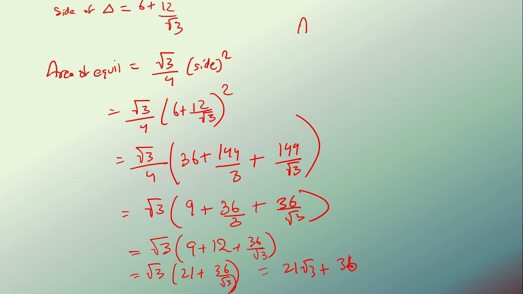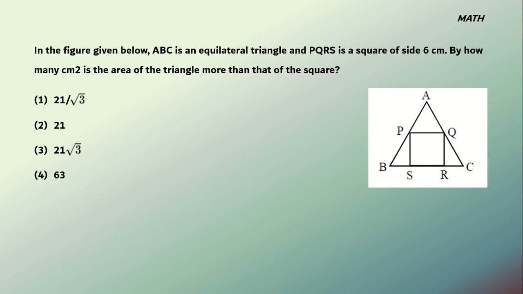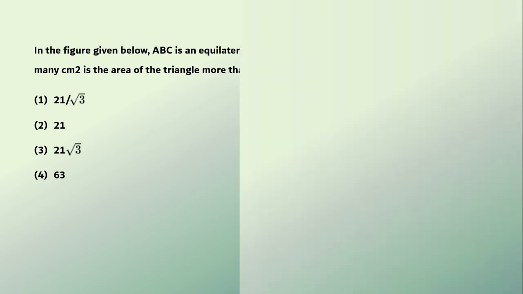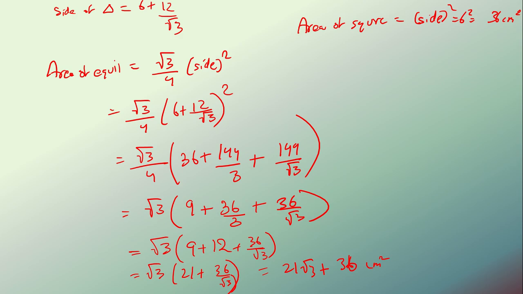And now the area of the square, which we know is side squared, is equal to 6 squared, is equal to 36 centimeter squared. Here centimeter squared, not centimeter. And so we have to find out by how many centimeters is the area of the triangle more than that of the square. So basically we need to find the difference of these. And since this is a bigger value, the area of triangle minus area of the square is what you have to find out. Replacing the values, area of the triangle is 21 root 3 plus 36 minus the area of the square is also 36.